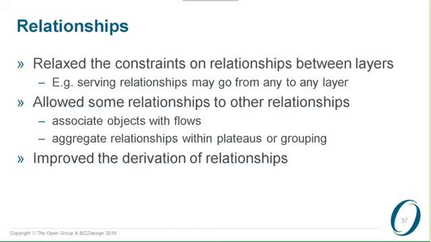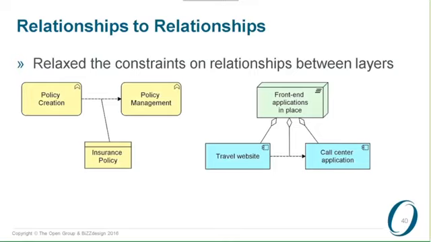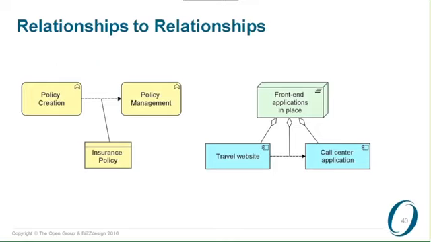And then we improved the derivation of relationships, and that's a rather complicated subject. You know from the standard perhaps that there's this story about how you can derive relationships. I don't want to go into too much detail there. I advise you to read the standard, but we improved these properties as well. These are the two examples of relationships to relationships I want to show you.